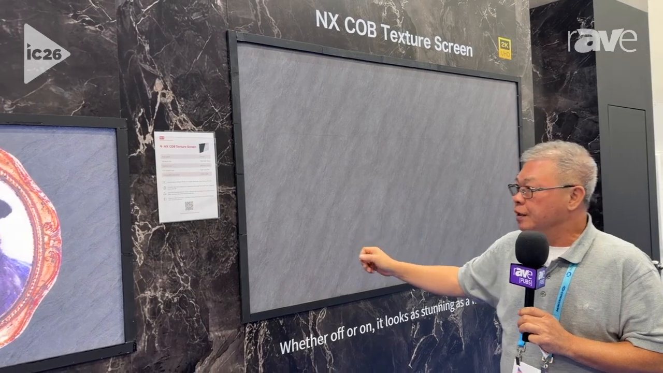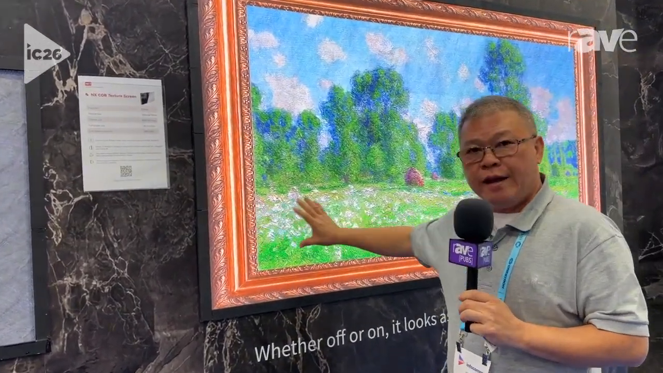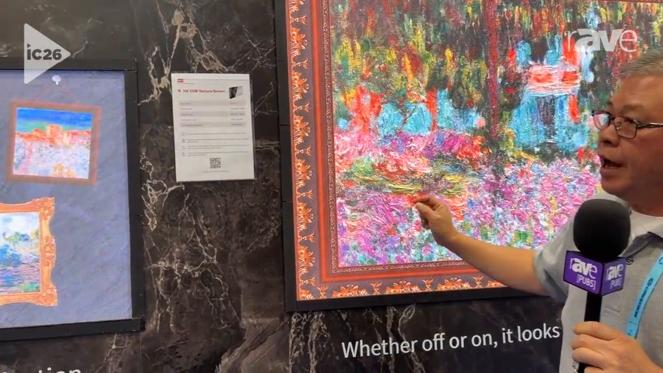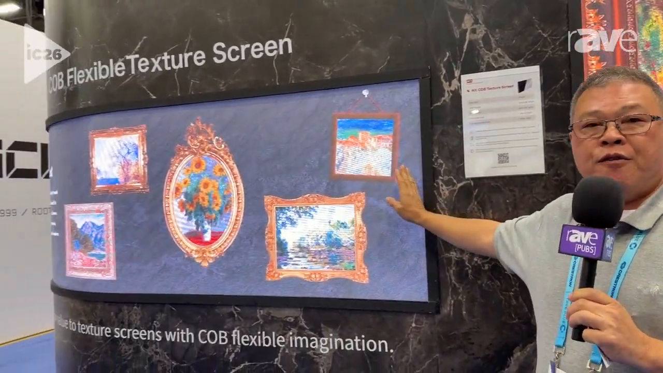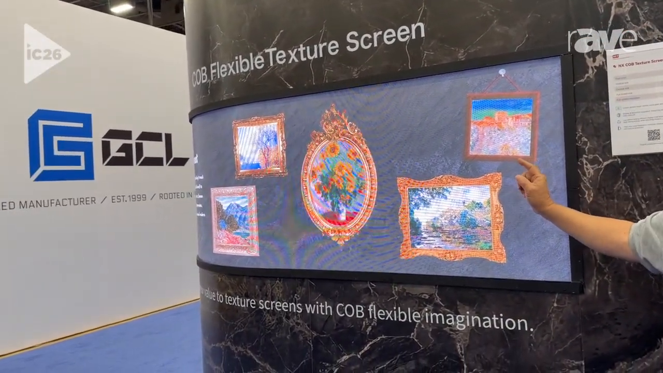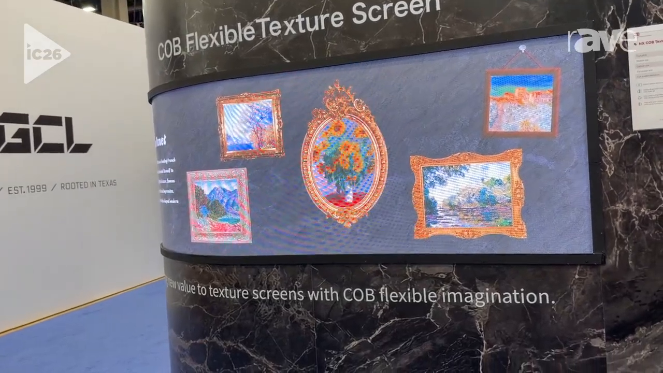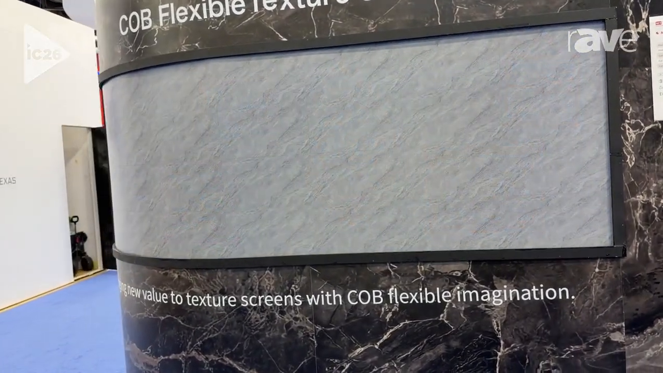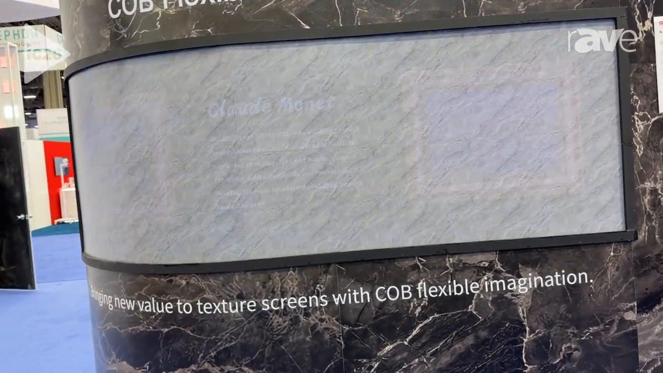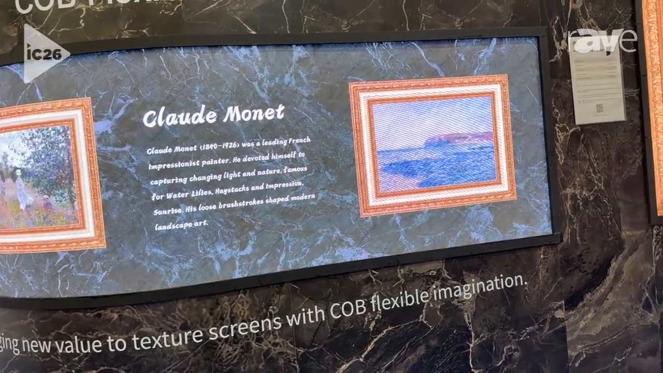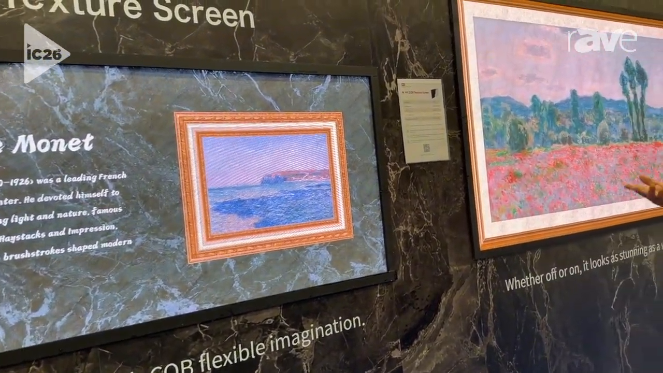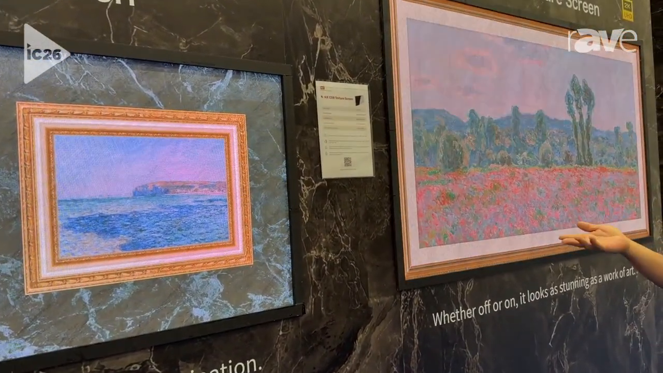What happened is that I'm going to show you our texture LED COB product. We have two categories of product. One is the flat applications, and the other one is basically using flexible modules. This application is very suitable for museums, art galleries, or even high-end commercial window displays.